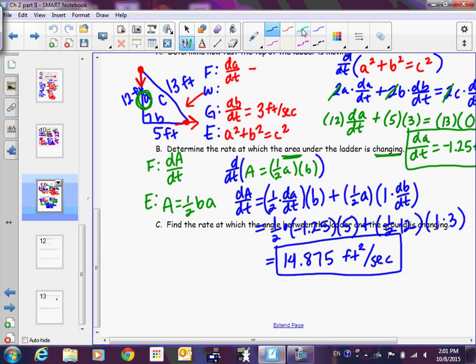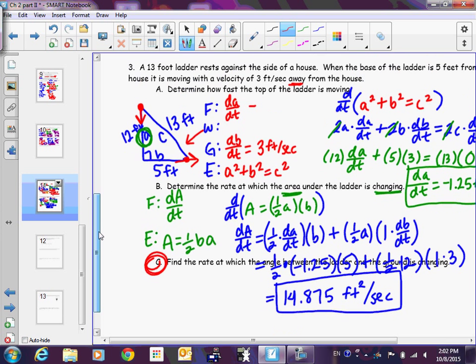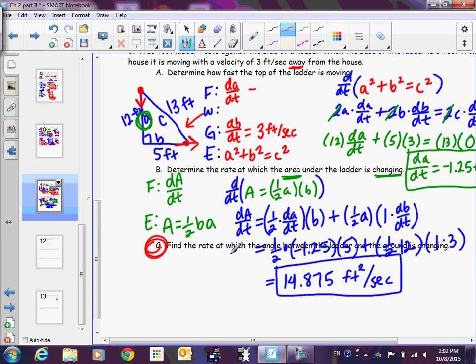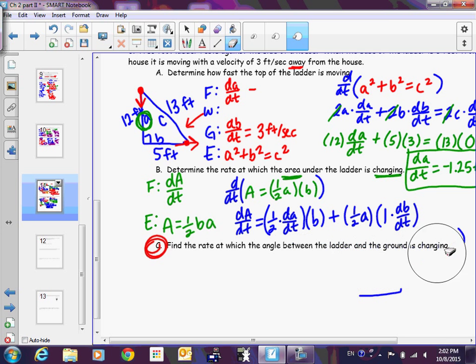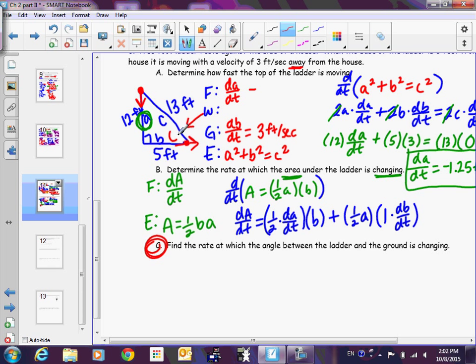Okay, so to finish this problem, to do part C of the ladder problem, what we first need to figure out is what are they asking us to find. The when and the given is the same, and I'm going to go ahead and clear that out so we can look at the problem. So find the rate at which the angle between the ladder and the ground is changing. The angle between the ladder and the ground is this angle right there. And so what they're asking us to find is d theta over dt.